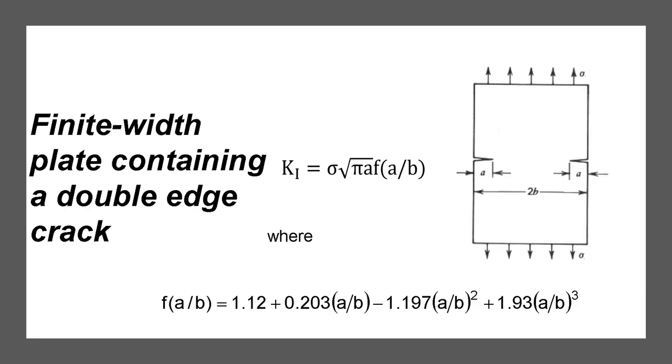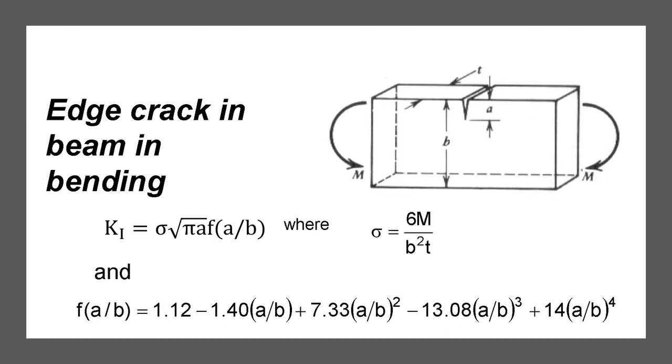Additionally, the function factor changes to assume this form for a plate with two edge cracks. And this is how the function equation looks for an edge crack in a beam under bending.